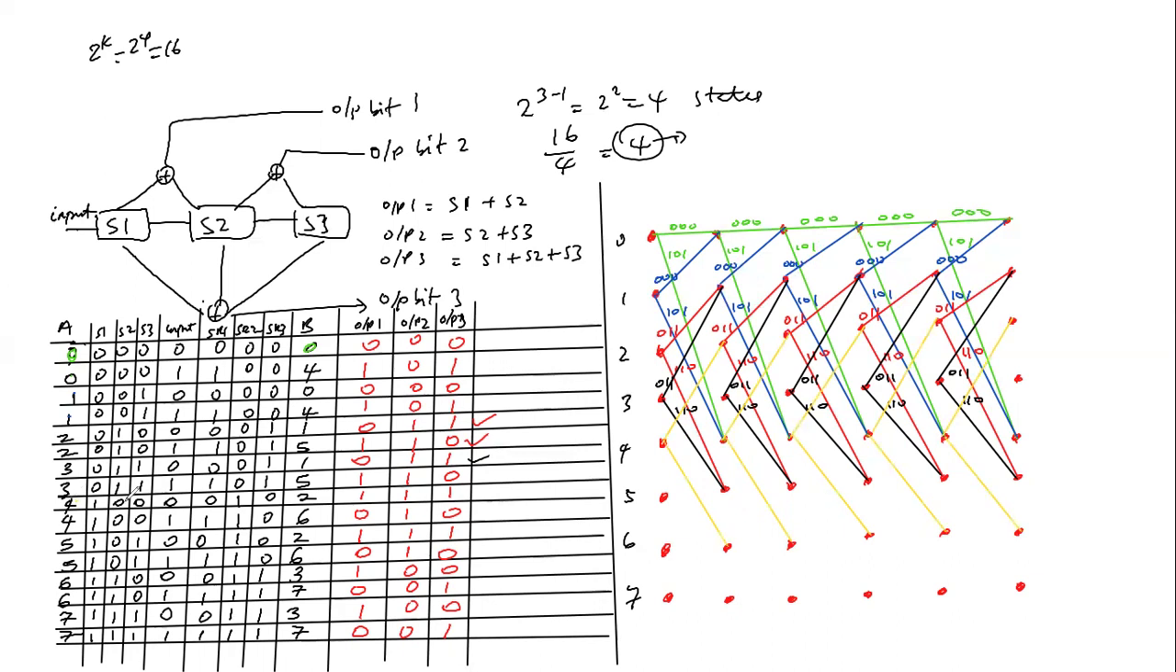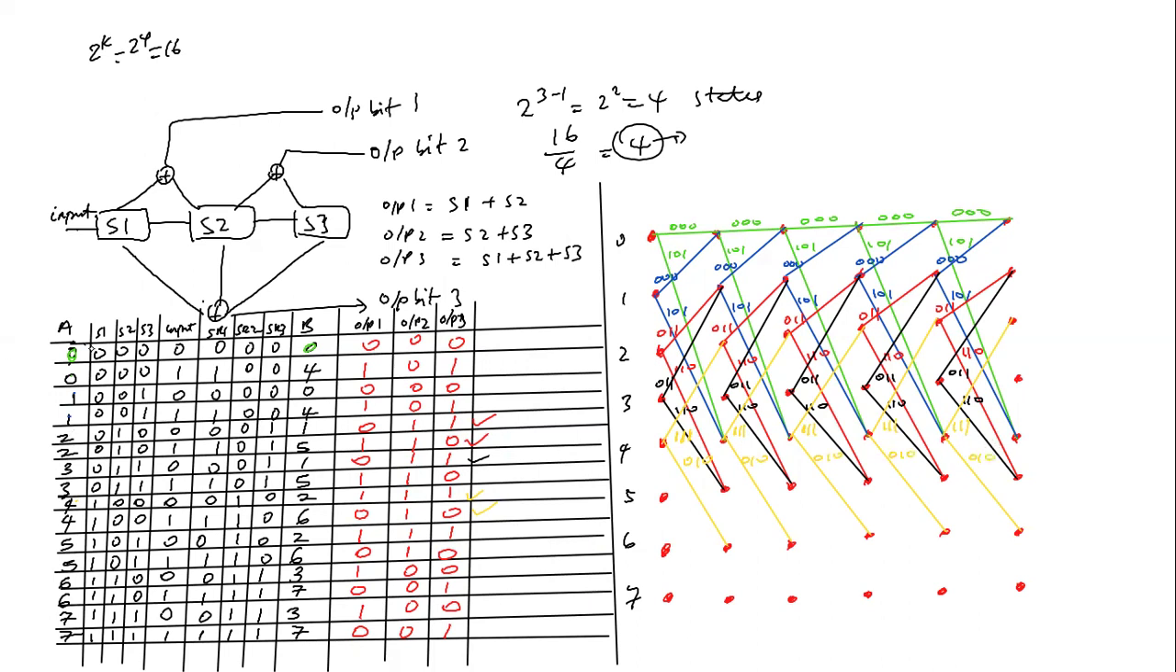And then from 4 to 2 is 1, 1, 1. So this is 1, 1, 1, 1, 1, 1, 1, 1, 1, 1, 1, 1, 1. And then from 4 to 6 is 0, 1, 0. So this is 0, 1, 0, 0, 1, 0, 0, 1, 0, 0, 0, 1, 0.